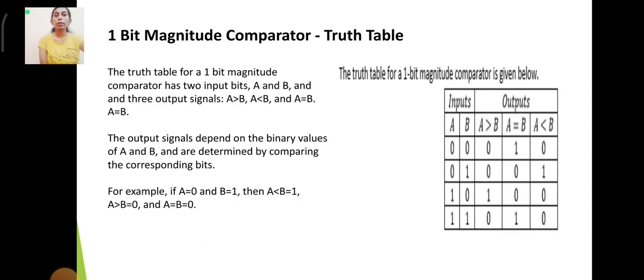1-bit magnitude comparator. The truth table for the 1-bit magnitude comparator has two input bits A and B and three output signals: A is greater than B, A is less than B, and A is equal to B. The output signals depend on the binary values of A and B and are determined by comparing the corresponding bits. For example, if A is equal to 0 and B is equal to 1, then A is less than B is equal to 1, A is greater than B is equal to 0, and A is equal to B is equal to 0.